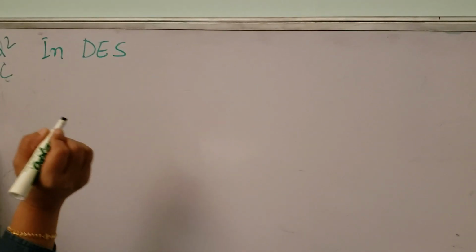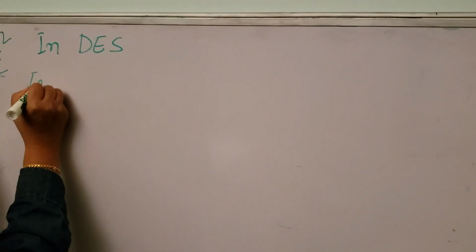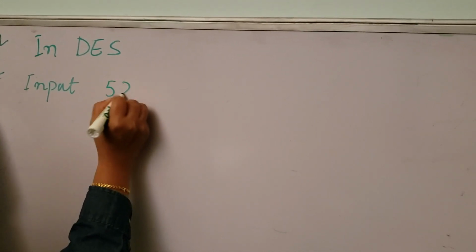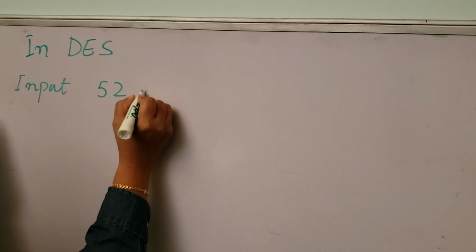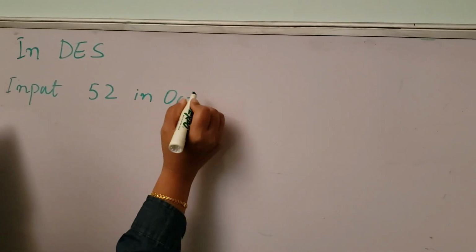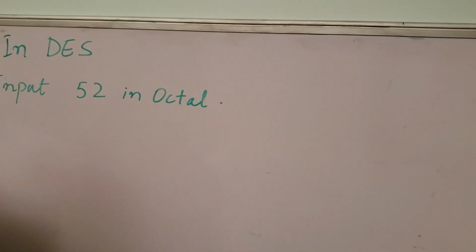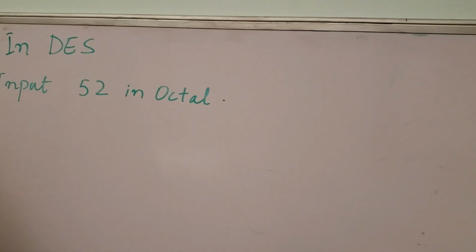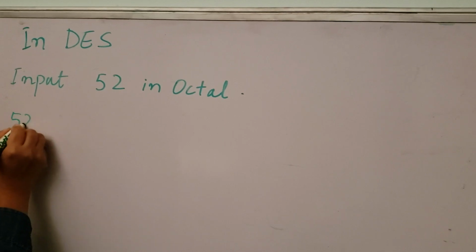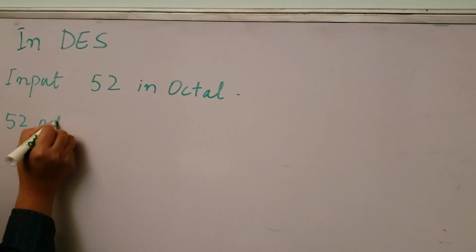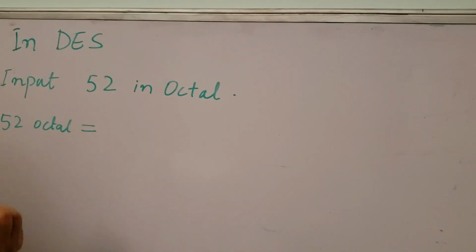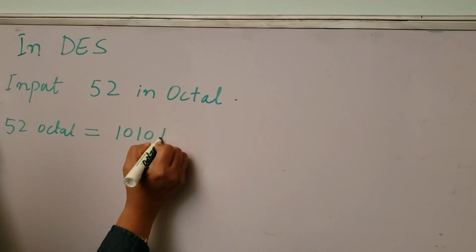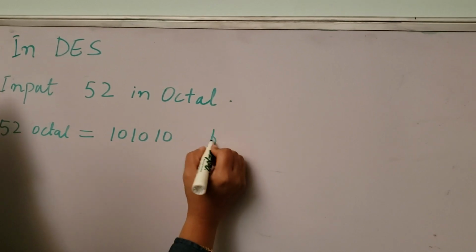GES with input 52 in OCTAL. First of all, we'll convert 52 into binary number. So 52 OCTAL is equal to 101010 binary.